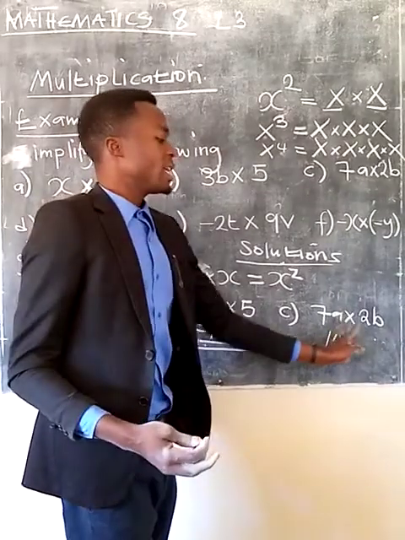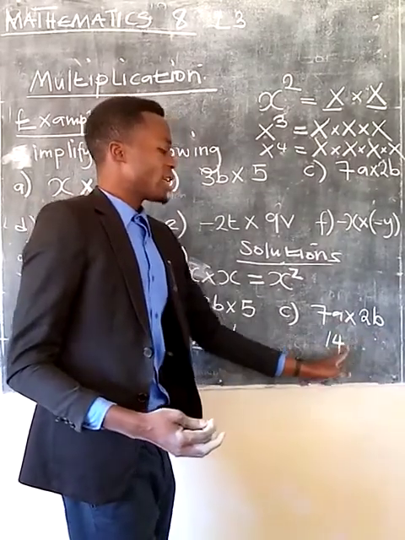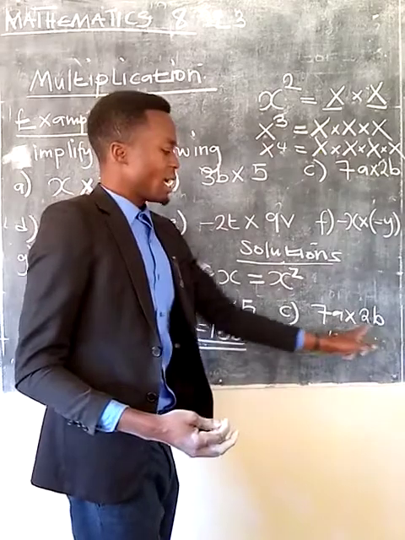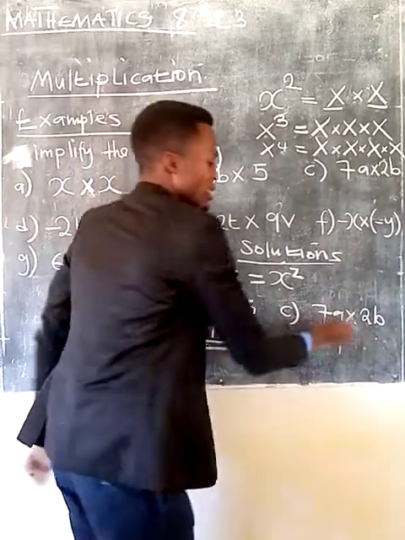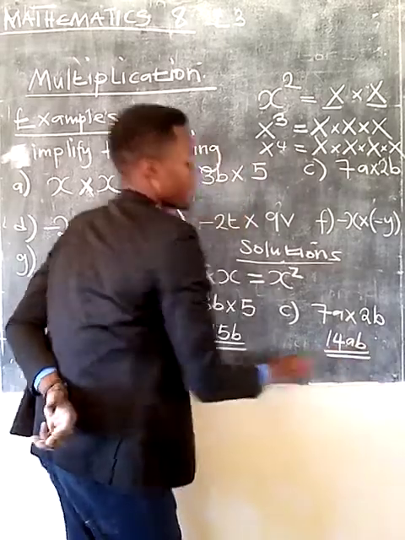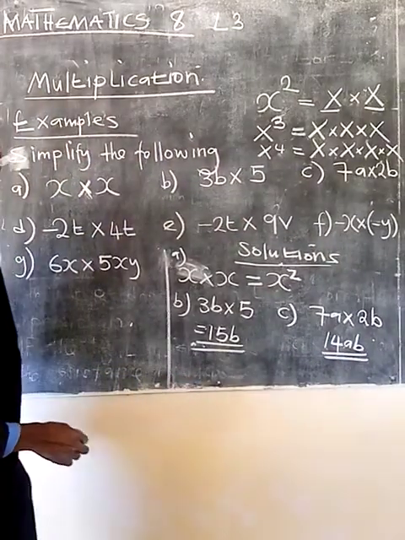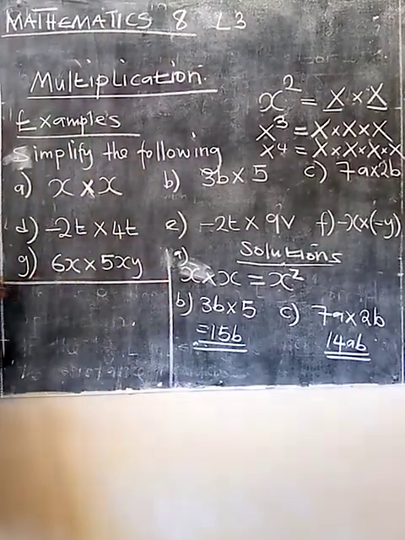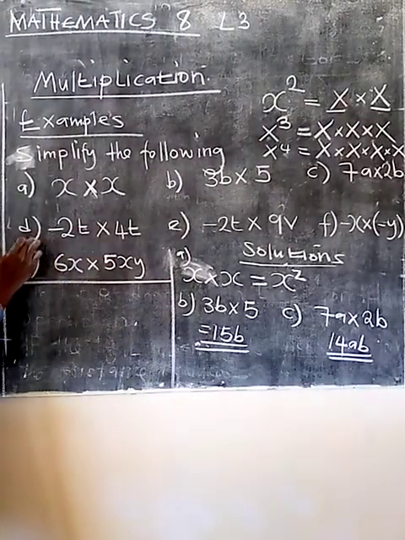If we had a and a there, we would have said a squared. Now these, they are not the same, so we just simply write them there like that: ab, 14ab. Then we can answer as usual. So we are going to do d.